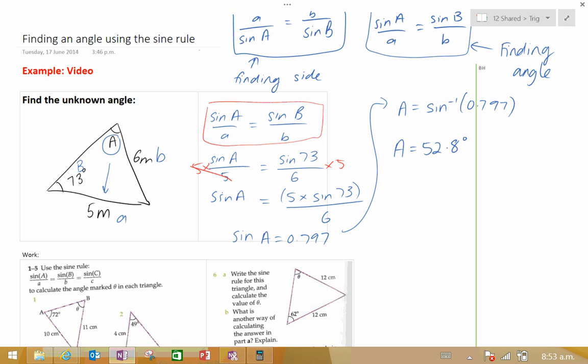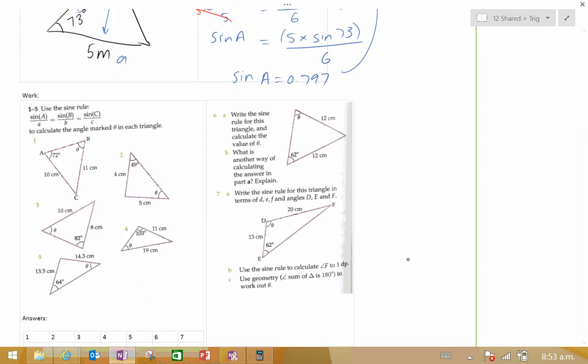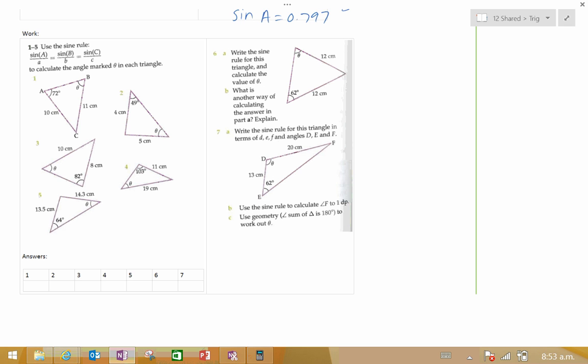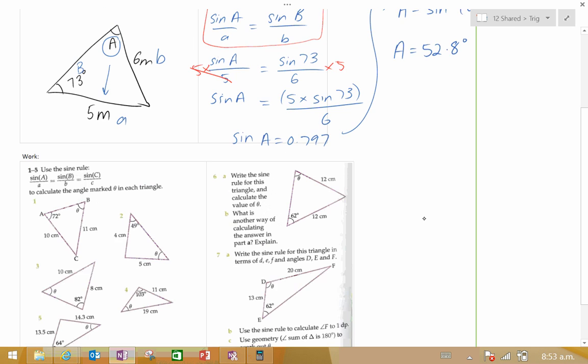On this one, note underneath, there's some work for you to get on with. I will put up the answers eventually, but that's what I want you to get on with now.